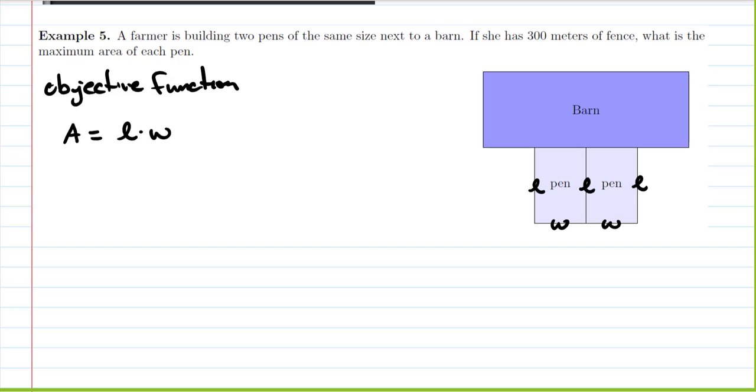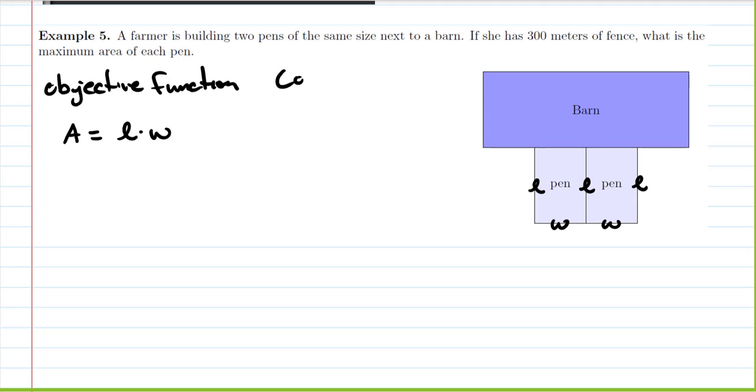So our objective function is what we are trying to do. Well, we could make those pens as big as we wanted if we have an infinite amount of fence, which we don't. In real life, we're always going to be constrained. You never have an infinite amount of money, an infinite amount of fence, or an infinite amount of resources. Everything is going to be finite.